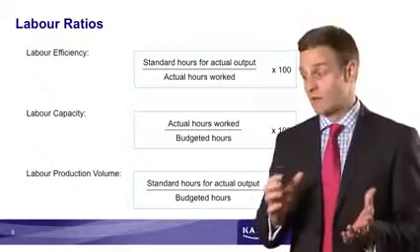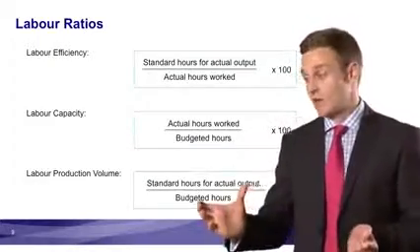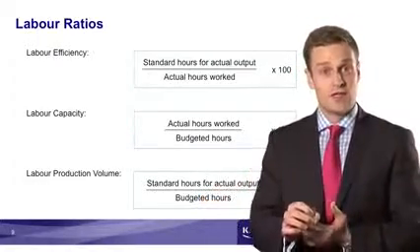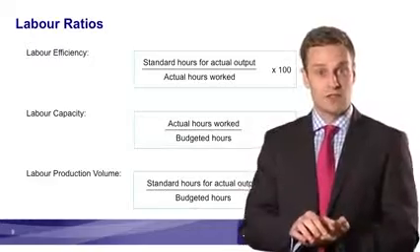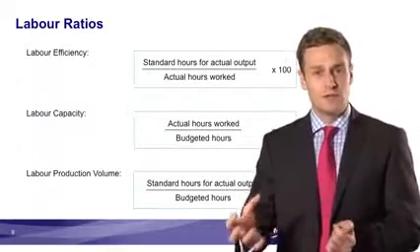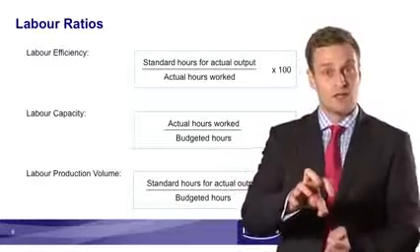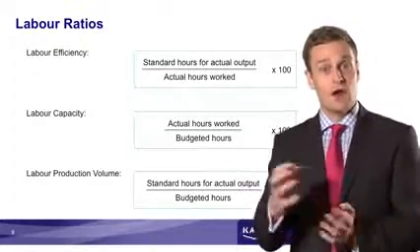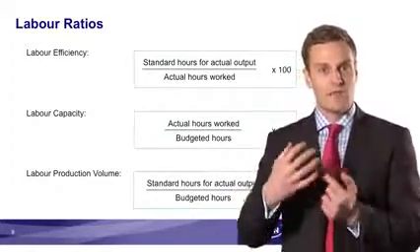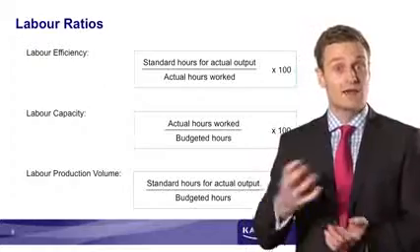The second ratio we can consider is labour capacity, which is our actual hours worked divided by our budgeted hours worked. So this is also known as utilisation. So how many hours we budgeted for a staff and how many they have actually worked. So if they are utilised over 100%, that means they're working really hard and working longer than we had initially anticipated.